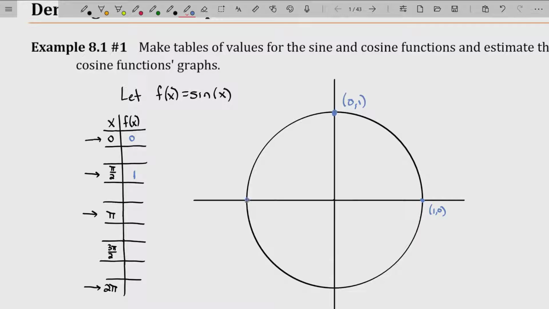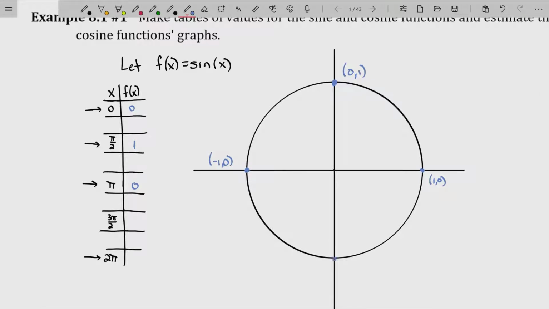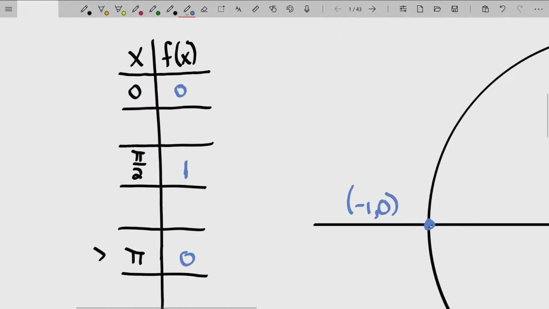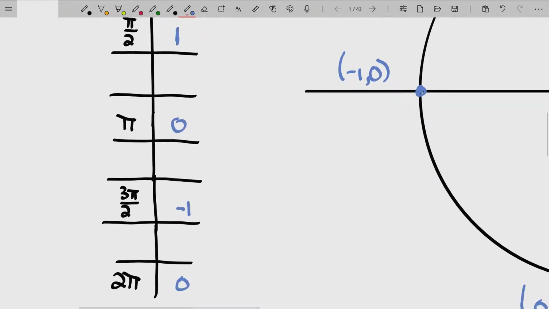If you're facing an angle of pi, you're way over here, and you're at negative 1, 0, so your y value is again 0. If you are at 3 pi over 2, you're at 0, negative 1, so the y value is negative 1. And then again, if you're at 2 pi, you're basically facing back at the angle 0, so your y value is 0 again. All right, so that being done, I'm just going to erase these little arrows here.